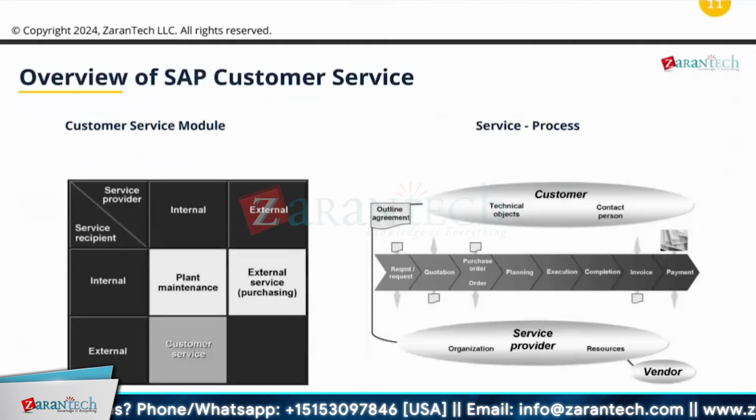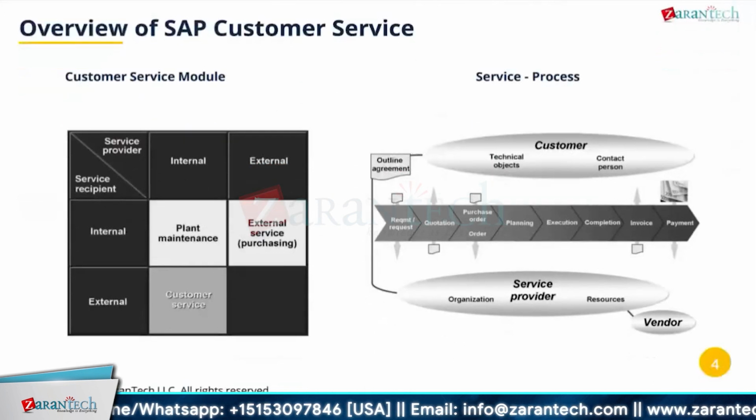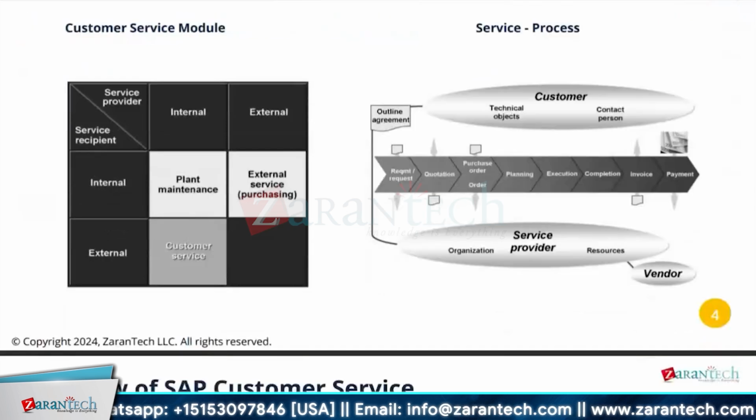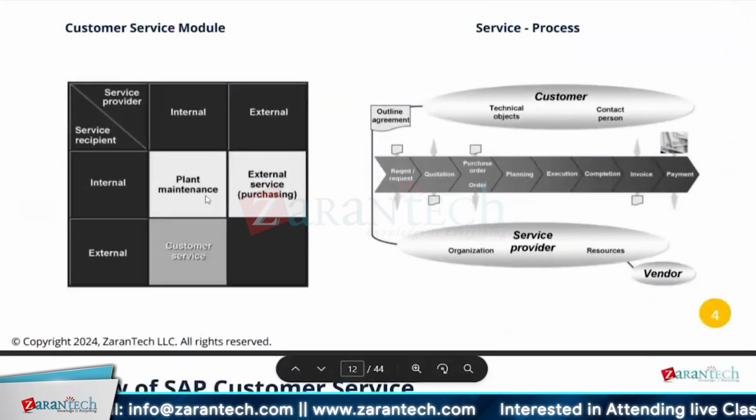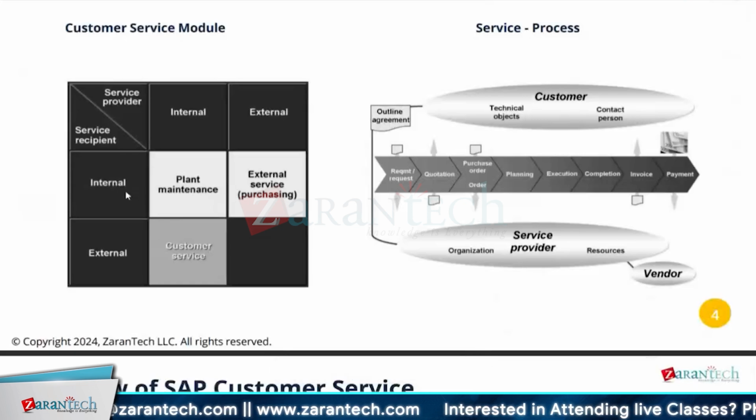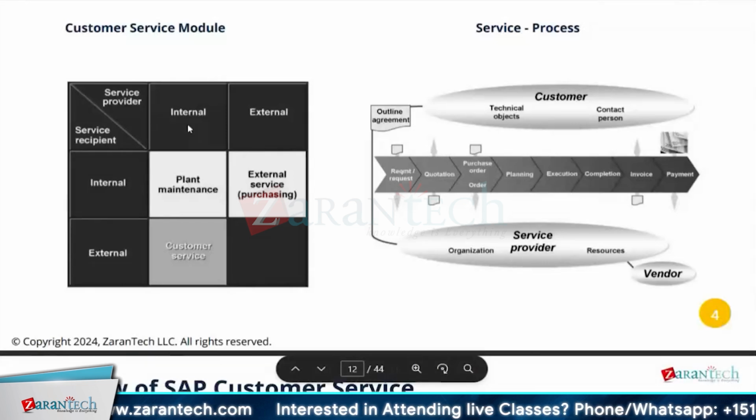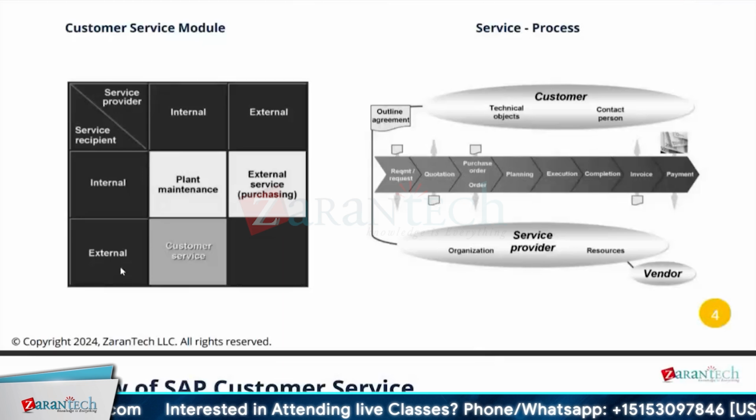So we look at the overview of SAP customer service. Customer service has a service provider, which has an internal and external side, and a service recipient, which also has an internal and external side. If you look at the center portion, you can see plant maintenance. Plant maintenance is common in the service recipient internal as well as the service provider internal side, where customer service comes in. The recipient will have the external.